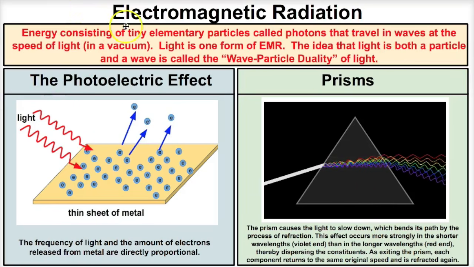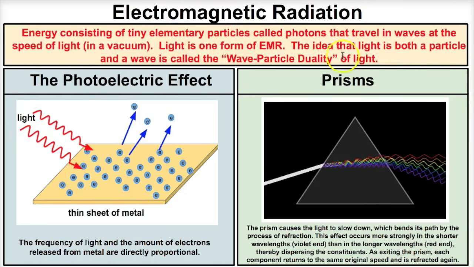So what is electromagnetic radiation? Well, it says right here that electromagnetic radiation is energy consisting of tiny elementary particles called photons that travel in waves at the speed of light in a vacuum. So essentially, electromagnetic radiation is a form of energy that is made up of tiny little particles called photons and travels in waves.